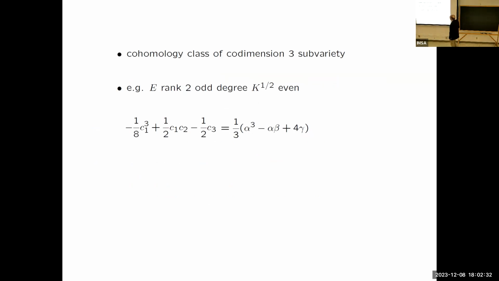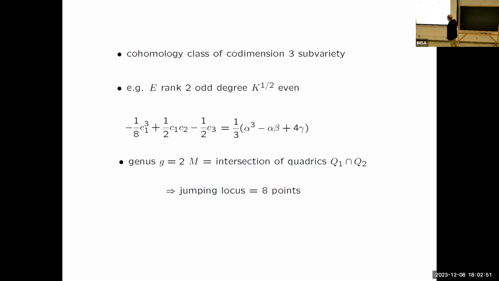is that you can work out what the cohomology class should be, of this codimension 3 cycle. If people know what the standard generators in rank 2 of the cohomology are, then it's also given by these Chern classes. And in genus 2, it's a 3-dimensional space, an intersection of 2 quadrics, and this jumping locus is equal to 8 points.